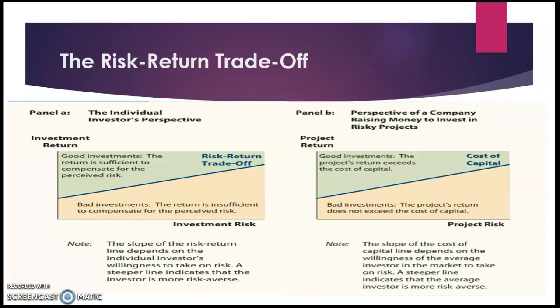In panel B, the perspective of a company raising money to invest in a risky project. We have the project return and the project risk. Good investment, the project return exceeds the cost of capital. And a bad investment, the project return does not exceed the cost of capital. So note also that the slope of the cost of capital line depends on the willingness of the average investor in the market to take on risk. A steeper line indicates that the average investor is more risk averse.